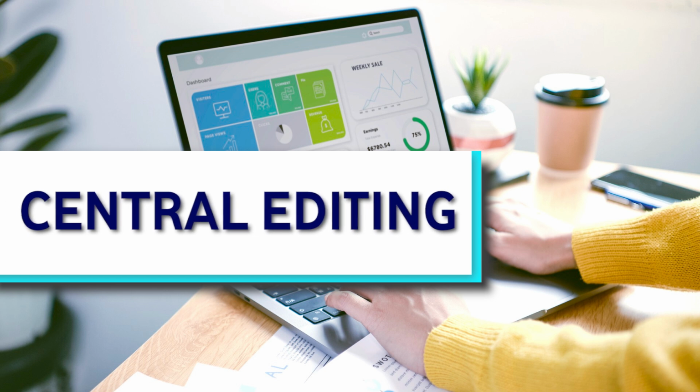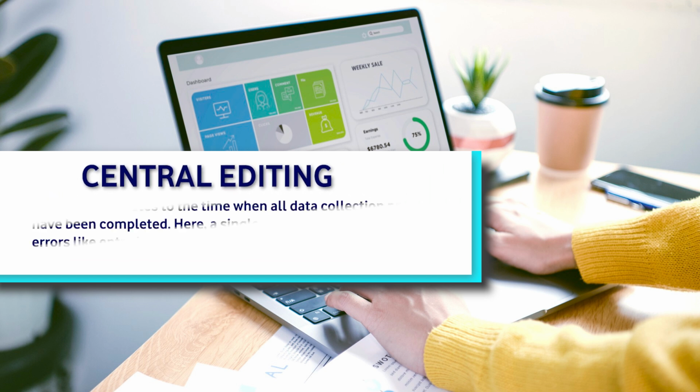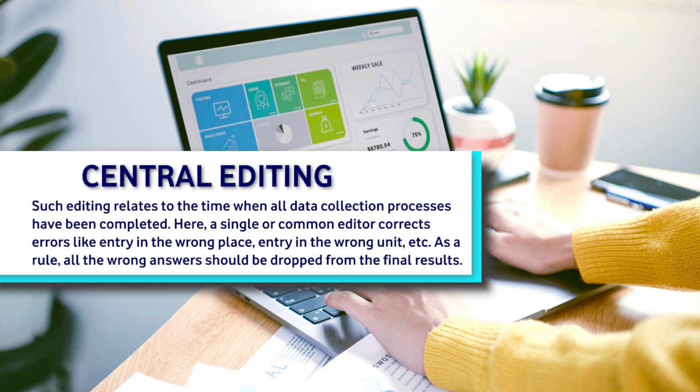And the second type of editing is the central editing. Central editing relates to the time when all data collection processes have been completed. Here, a single or common editor corrects errors like entry in the wrong place or entry in the wrong unit, etc. So, as a rule, all the wrong answers should be dropped from the final results. This is how the central editing can take place.